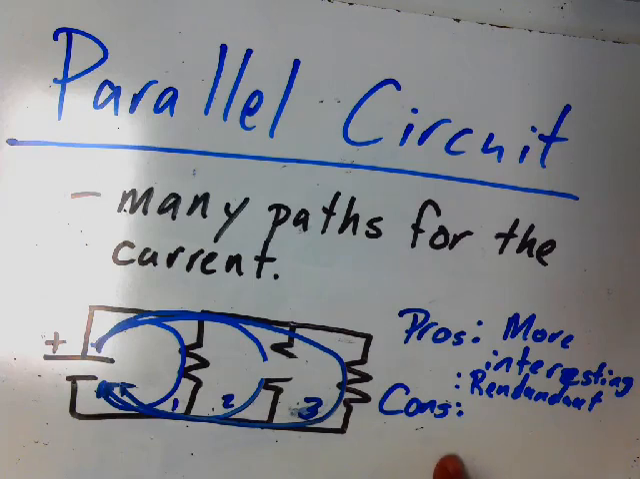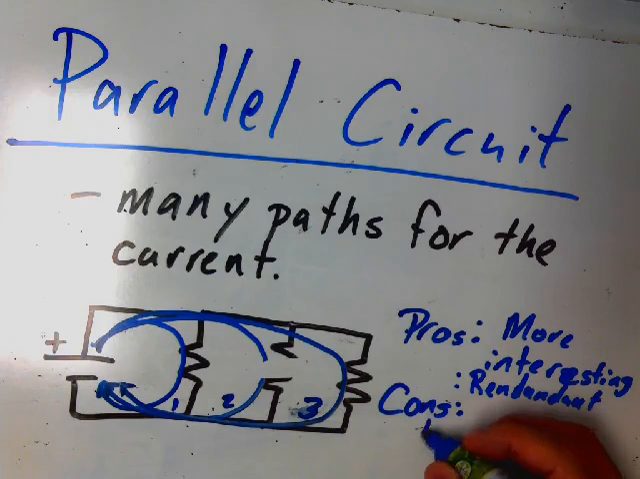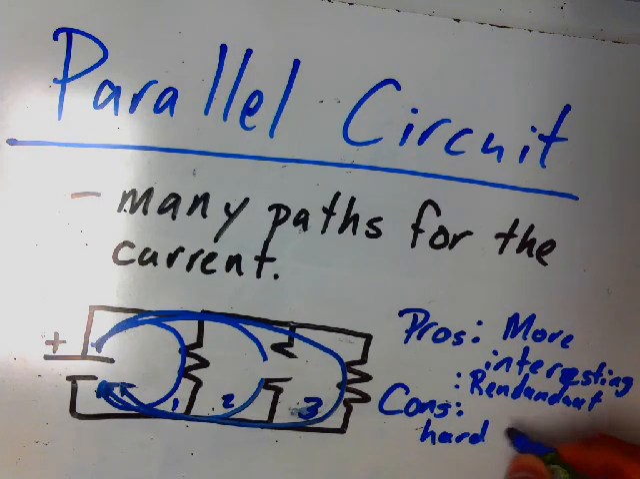The cons for a parallel circuit is that they're harder to make. They take more wire, they take more planning, they're a little bit harder to make, so they're not as cheap.